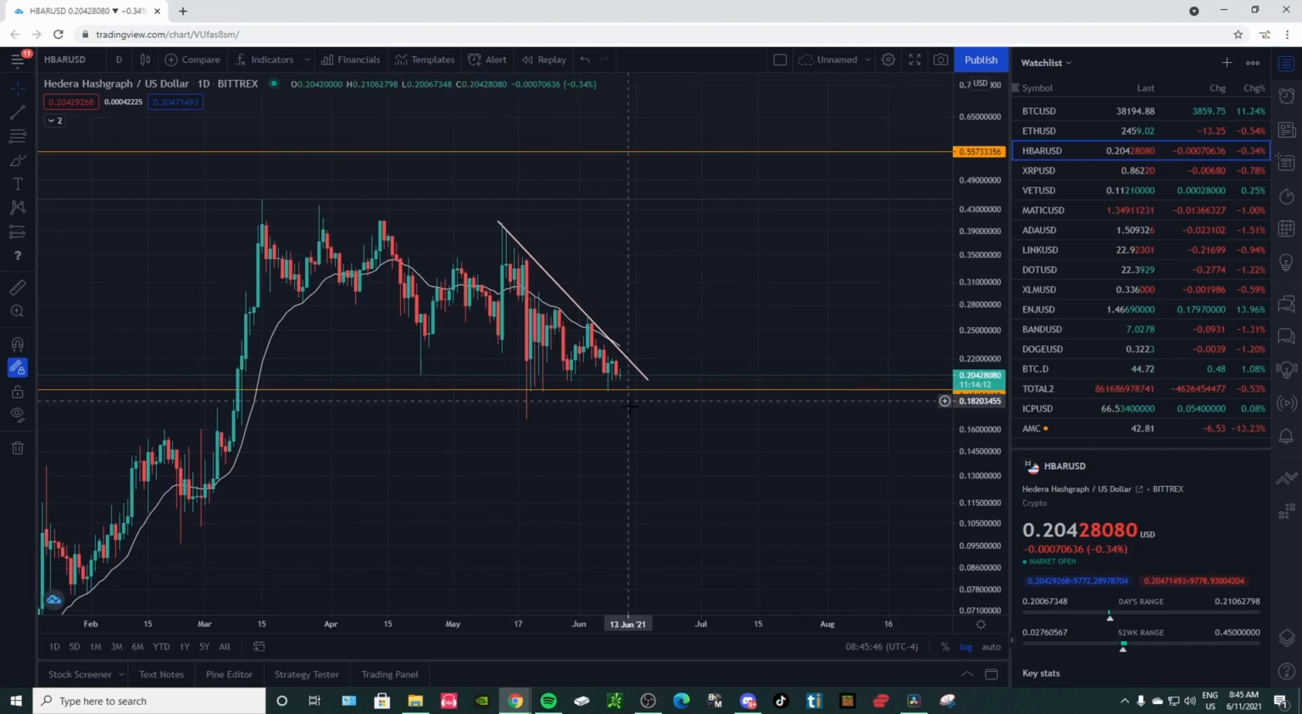But it's respecting it. When these setups occur, it is 80% likely to go to the downside. This is a descending triangle, but it's also 20% likely to go to the upside. So we really don't know what's going to happen. Nobody knows what's going to happen.